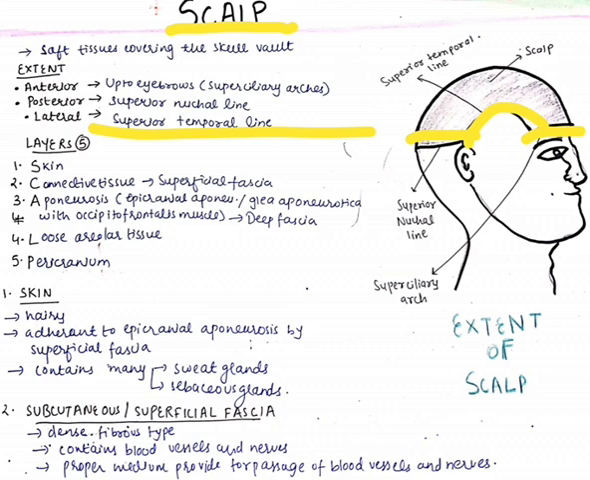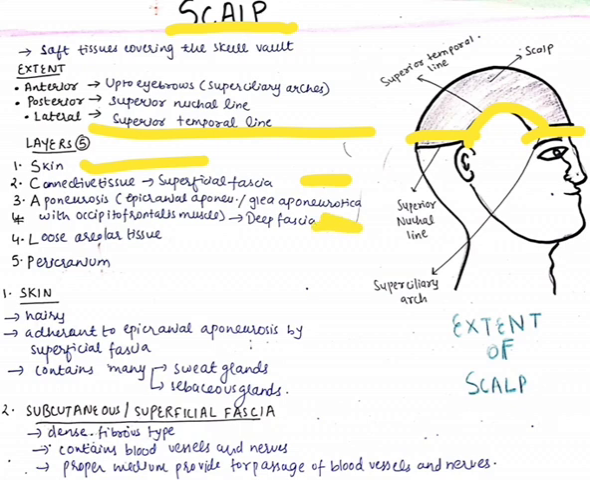Now when we talk of the layers of the scalp, there are 5 layers, and the mnemonic for remembering these 5 layers is SCALP, right? The first one is the skin. So from S we have skin. The second one is connective tissue, which is the superficial fascia. So from C we have connective tissue that makes up the superficial fascia.